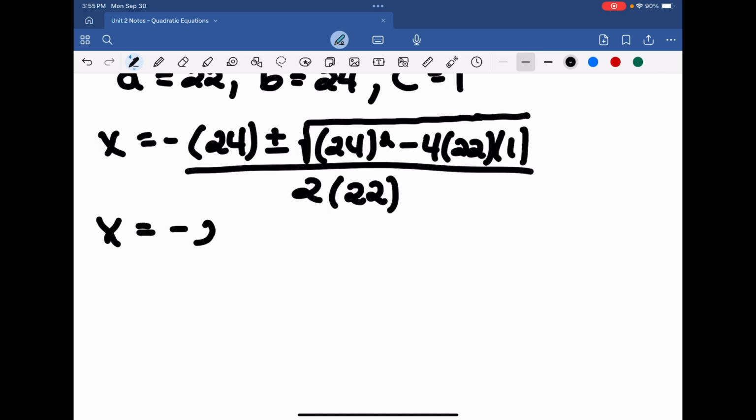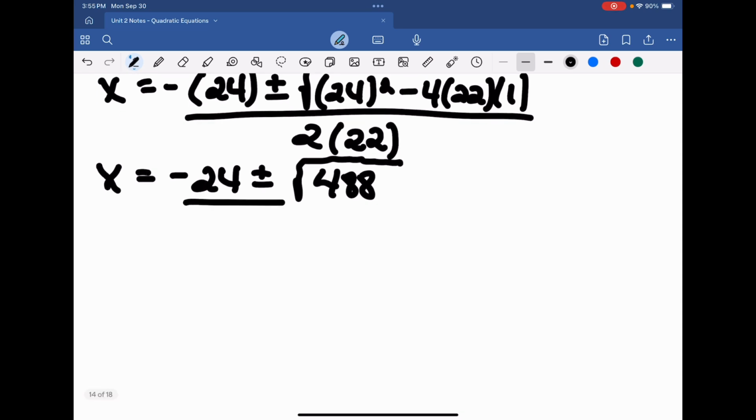All right, this is going to give us x is equal to negative 24 plus or minus the square root of, let's see if we can get a specific value out of here. In our calculators, you should be getting 488. Now, from this one, we can actually separate this, and I should do my denominator before I actually continue forward. So 2 times 22 is 44.